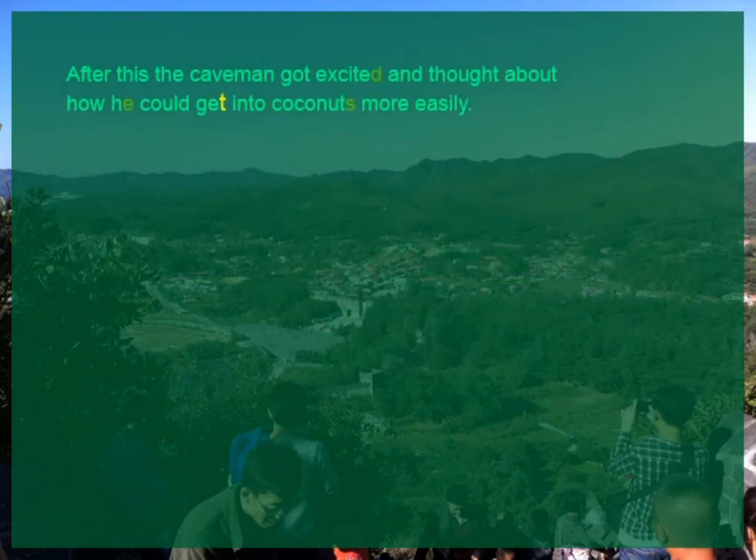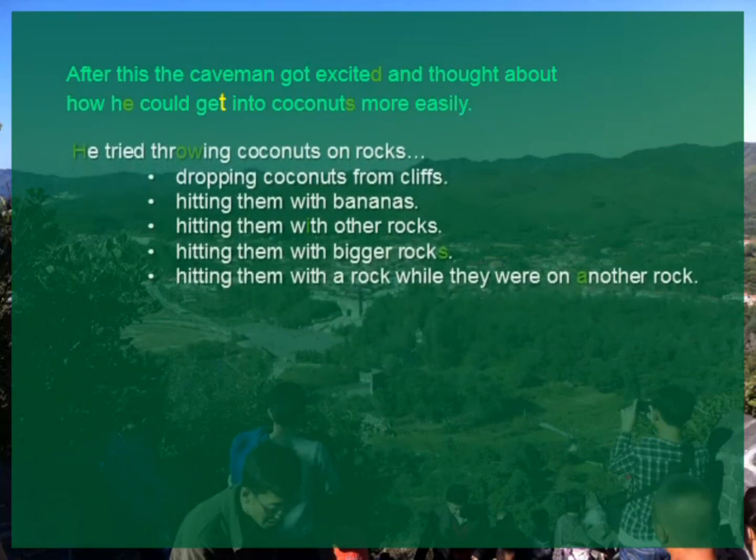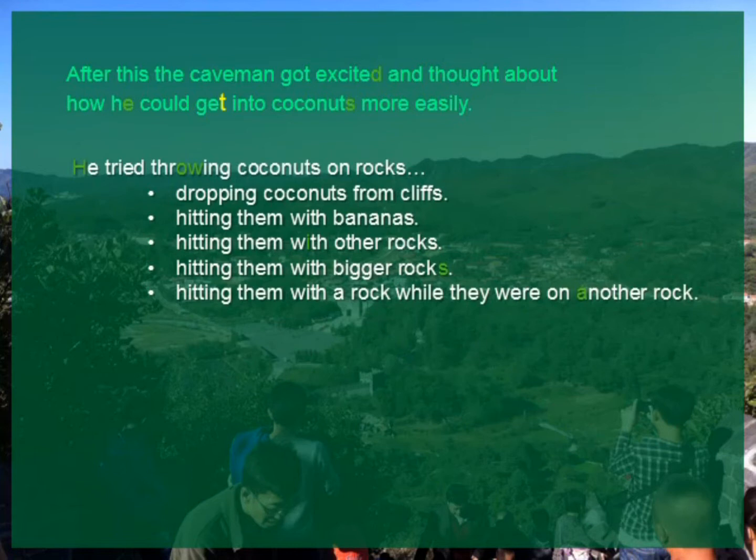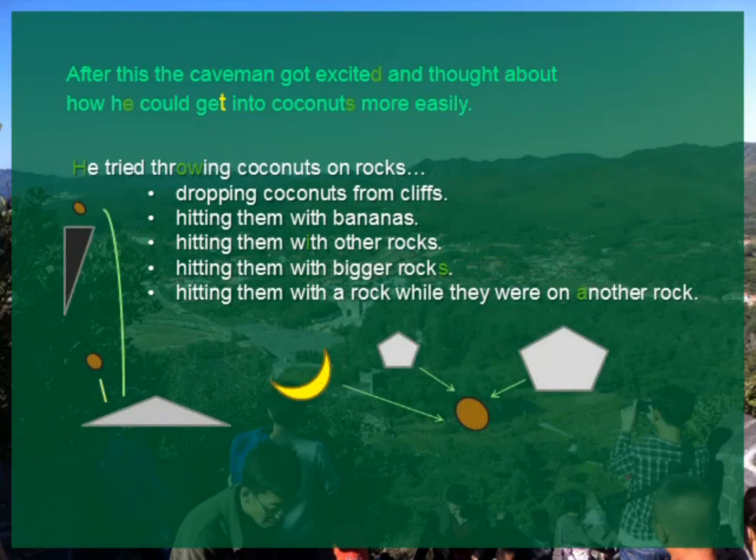So after this, our caveman got excited and he thought about other ways for getting into coconuts more easily. He tried throwing coconuts on rocks, and he tried a bunch of other things, dropping them from cliffs, hitting them with bananas, hitting them with other rocks, hitting them with bigger rocks, and then finally hitting them with a rock while they were on another rock. That's an advanced class there.